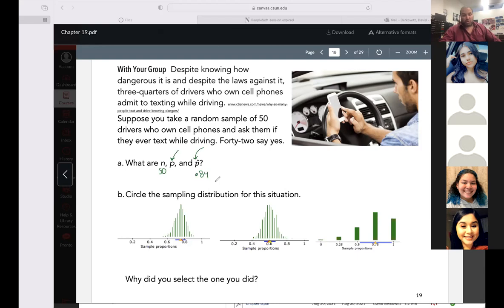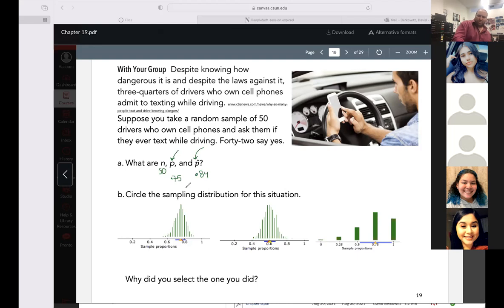3/4. 3/4 or 0.75. 3/4 of drivers who own cell phones admits to texting while driving. 84% of my sample has admitted to texting while driving. So the true proportion is 75%. Now you might ask, well, how do they know the true proportion? And the answer to that is, well, they took a sample. But we're assuming for the sake of this discussion that that's the true value.